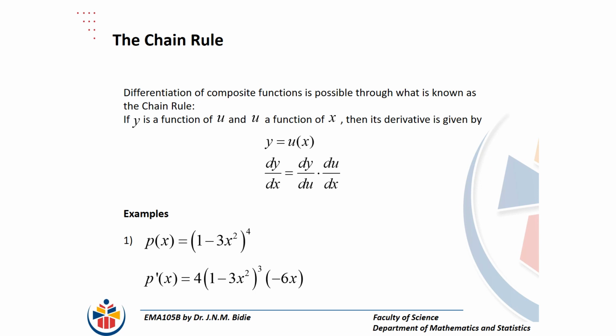We have y is equal to u of x. We want the derivative of y with respect to x. It means y is a function of u, but u is a function of x. So you can only differentiate y with respect to u. That's why it's going to be dy over du. But u is also a function of x, therefore you have to multiply by the derivative of u with respect to x, because now you've got a function inside another function. So that's exactly what we're going to be doing here.